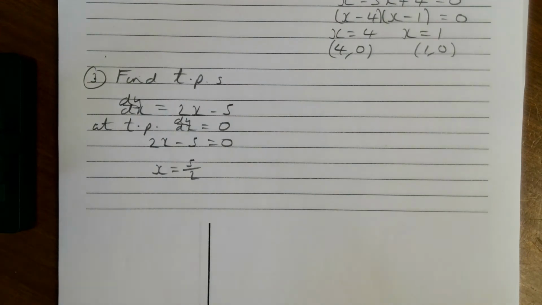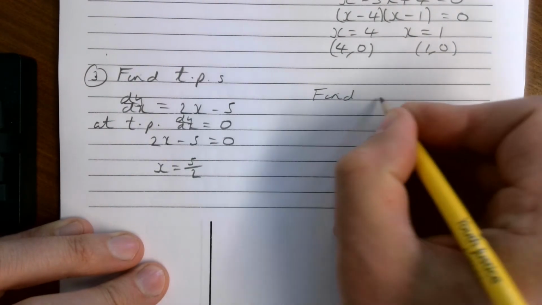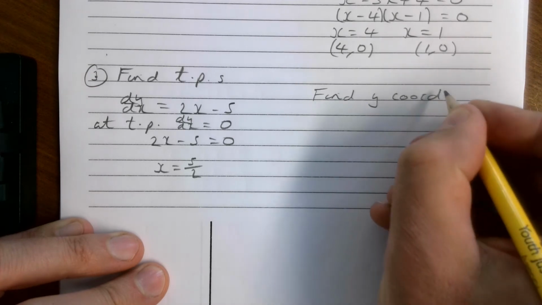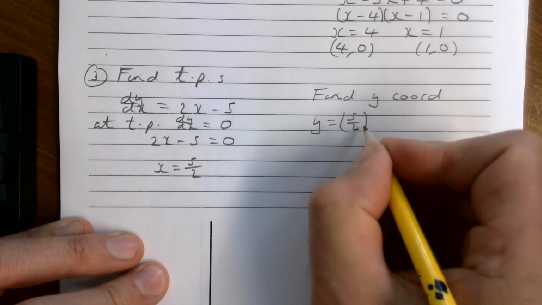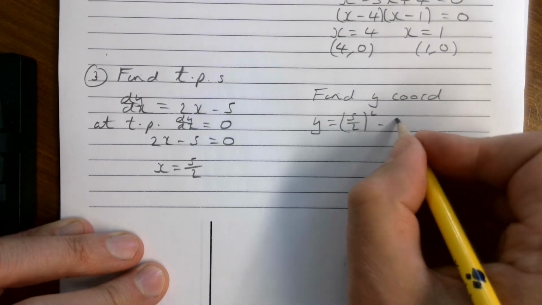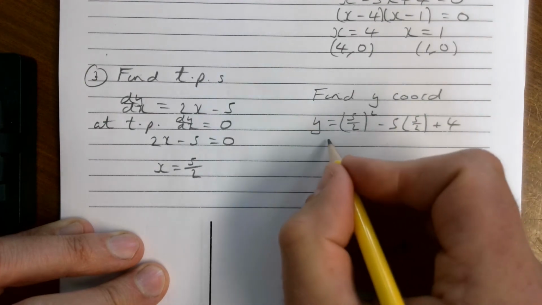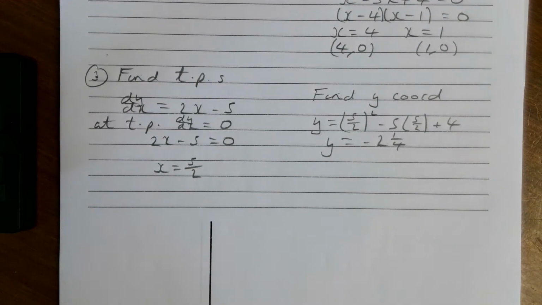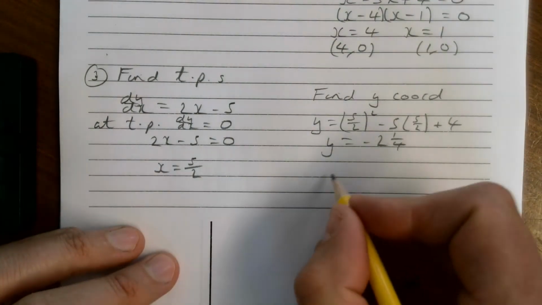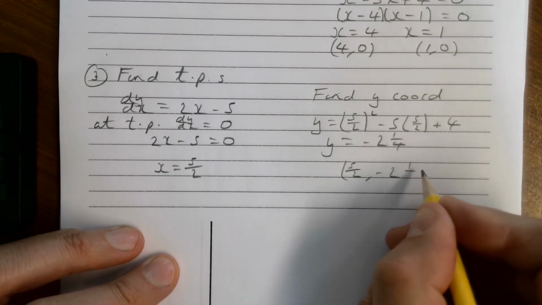To find the y coordinate, y equals 5 over 2 squared minus 5 times 5 over 2 plus 4. You're going to get y equals minus 2.25 if you put that in your calculator or work it out another way. So my turning point is the point 5 over 2, minus 2.25.